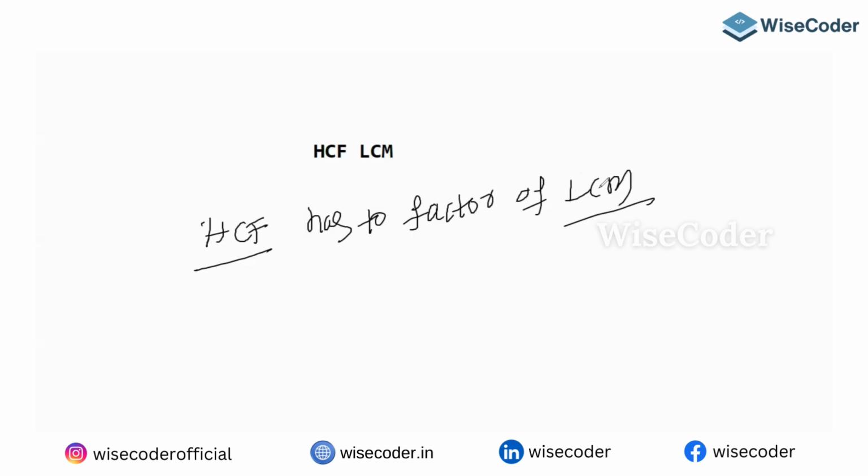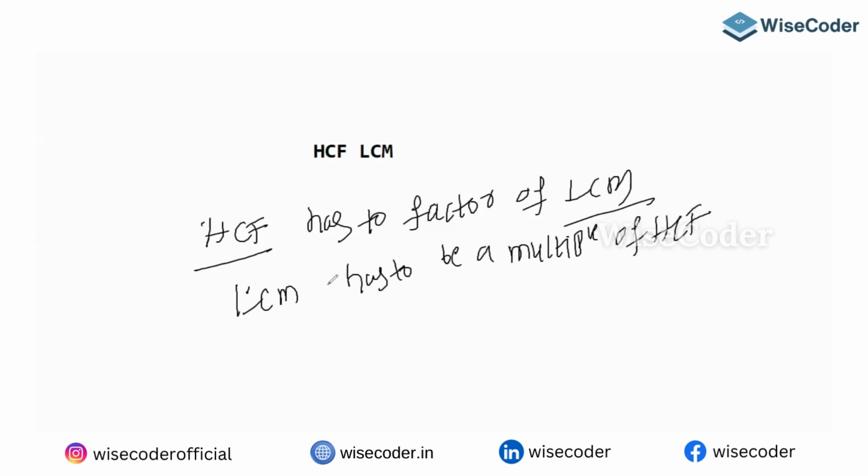Since the HCF is a factor of all the given numbers and LCM is a multiple of all the numbers, the HCF would also be a factor of what? LCM. The other way around, the LCM has to be a multiple of HCF. Obvious, no? The LCM has to be a multiple of what? HCF.